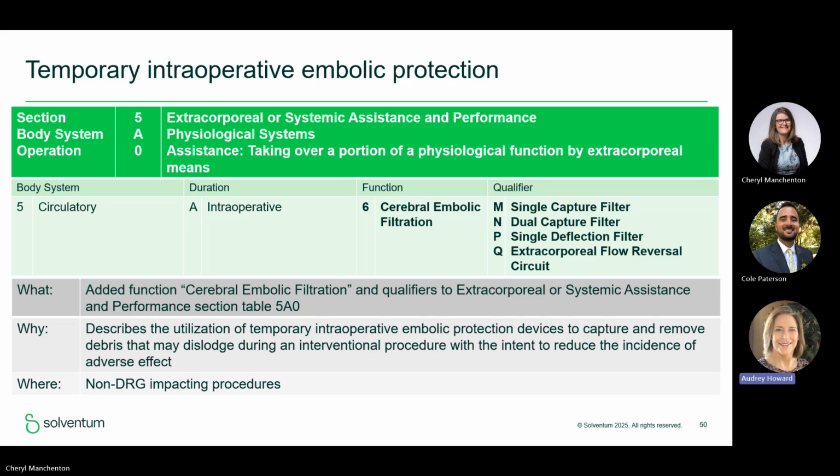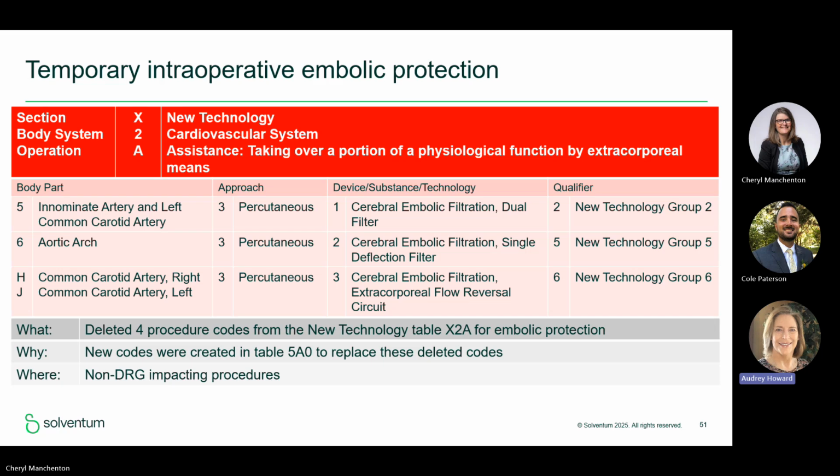These codes describe the utilization of temporary intraoperative embolic protection devices to capture and remove debris that may dislodge during an interventional procedure with the intent to reduce the incidence of adverse effect. So this is where the new codes were added, but on the next slide, you'll see that, as I stated, they were originally created and put into the new technology section.